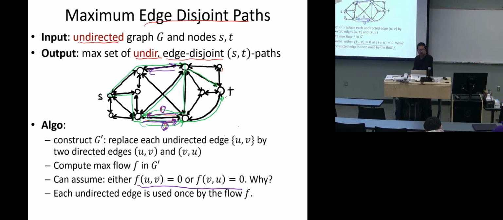It can be in either direction, but only 1 unit of flow going through it. Once you have that, you get a flow such that every edge is used once. Now just decompose it into paths using our path decomposition that we just described. And these paths must be edge disjoint in the original undirected graph, because each undirected edge is used only by 1 unit of flow.